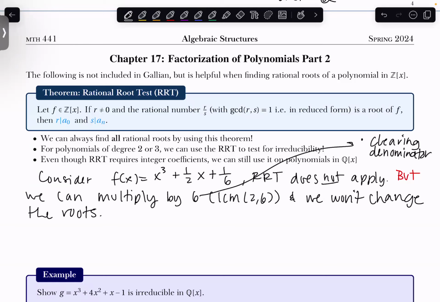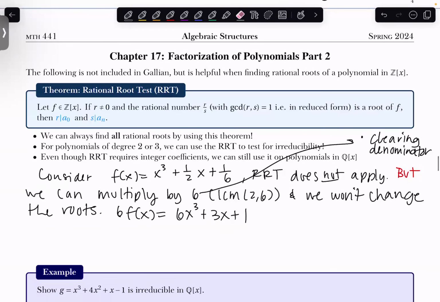Okay, so now I have 6 times f of x. So it's going to give me 6x cubed plus 3x plus 1. And now I have a polynomial with integer coefficients. And so now I can apply my rational root test to find the rational roots for my polynomial here. And again, because it's degree 3, so it goes degree 2 or 3, if I can show it has no roots in my field, immediately I know it has to be irreducible, right? Because if I could factor it, a linear factor would show up. And whenever I have a linear factor where my coefficients come from the field, then I have to have a root from my field.